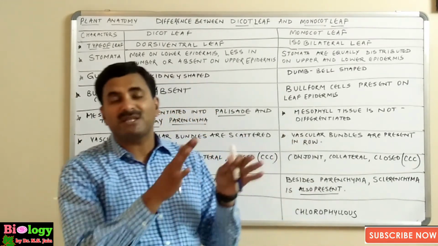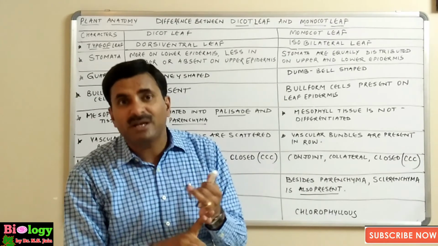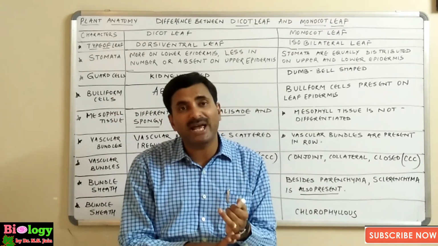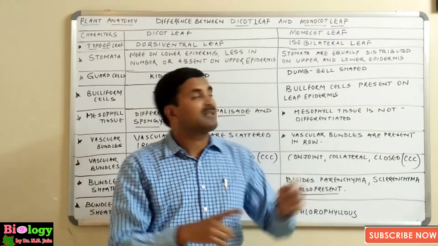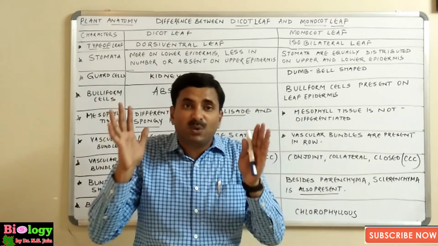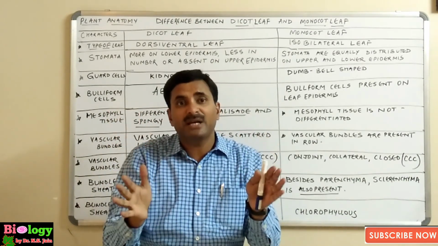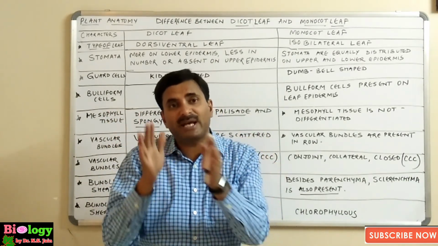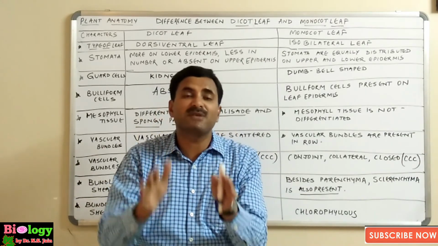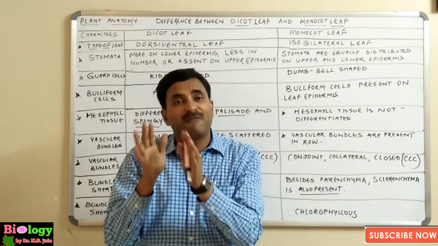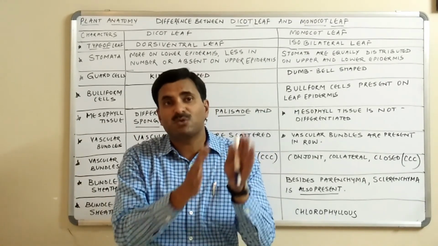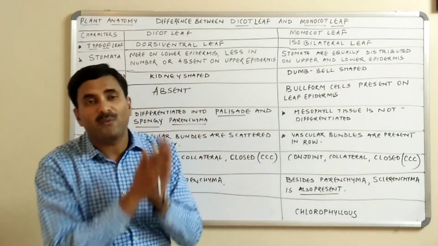In previous videos, we have discussed the dicot and monocot stem, and the differences between the dicot root and the monocot root, and in this video we have discussed the dicot leaf and monocot leaf. These three topics, the differences between the dicot and monocot root, the dicot stem and monocot stem, and the dicot leaf and monocot leaf, are very important. Many times questions are asked from this topic, so you must know these topics well.